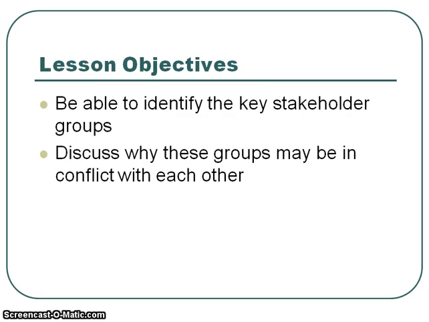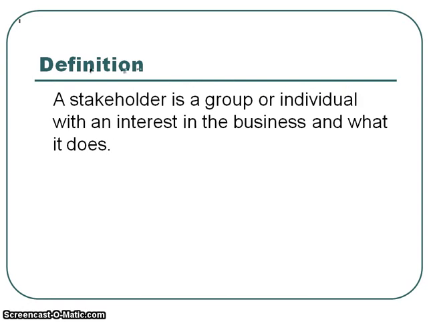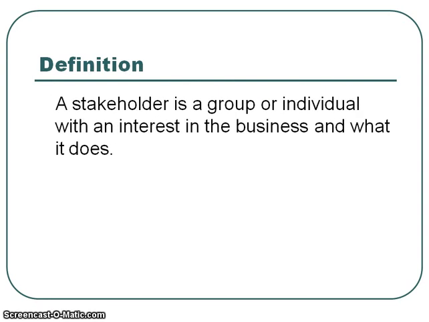Okay, so by the end of this presentation you should be able to identify the key stakeholder groups that a business has to deal with, and you should be able to discuss why these groups may be in conflict with each other. So, like before, let's start with a definition. A stakeholder is a group or an individual with an interest in the business and what it does. It's as simple as that.